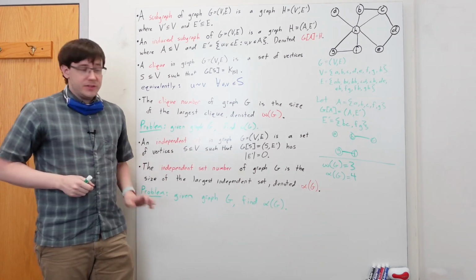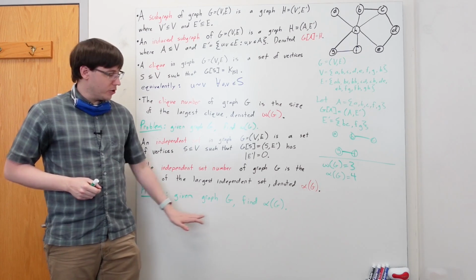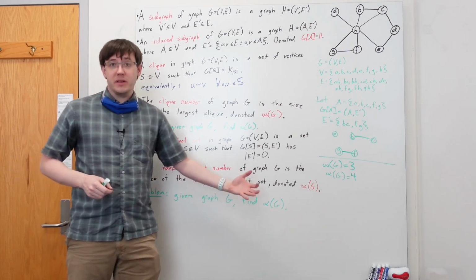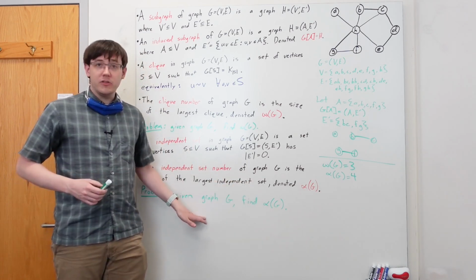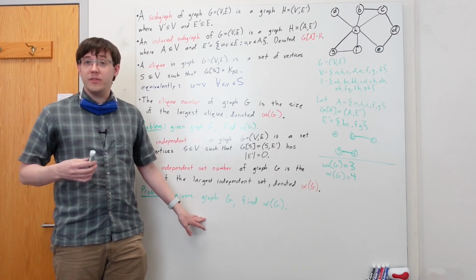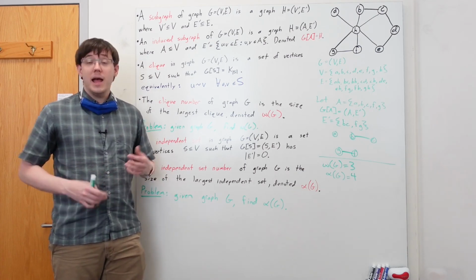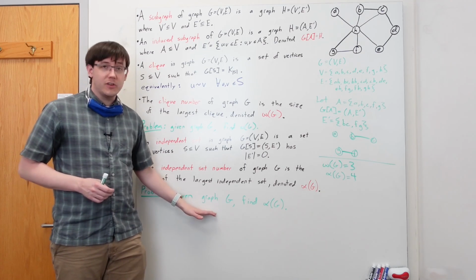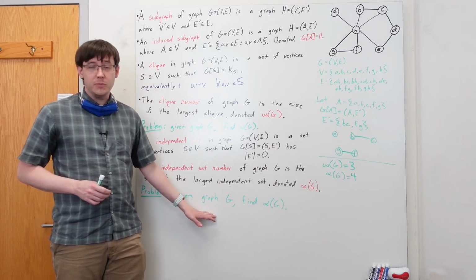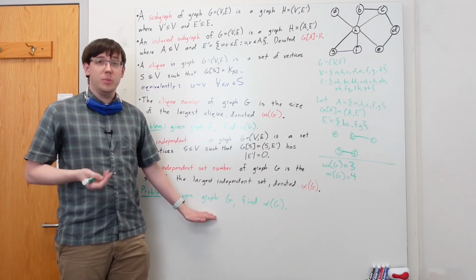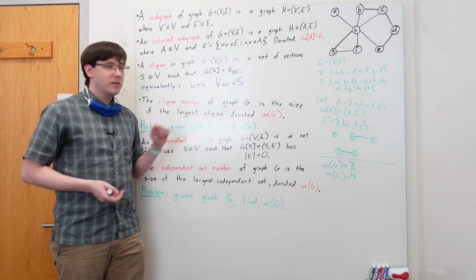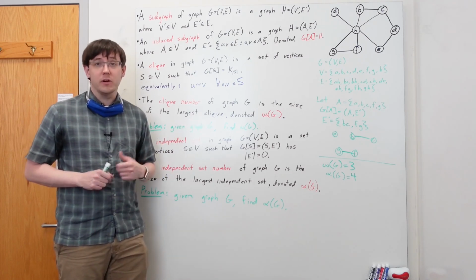And we could likewise define the problem of, given a graph, find its independent set number. And I challenge you to think about how you would solve this problem algorithmically, and also to think about the connection between these two problems of finding an independent set number or finding a clique number for a graph.